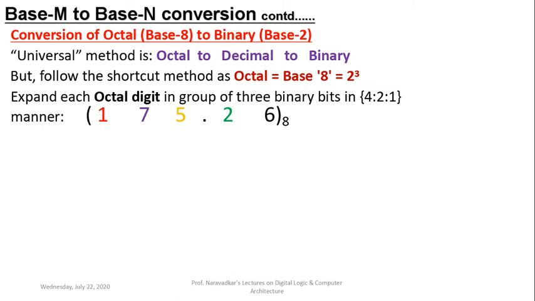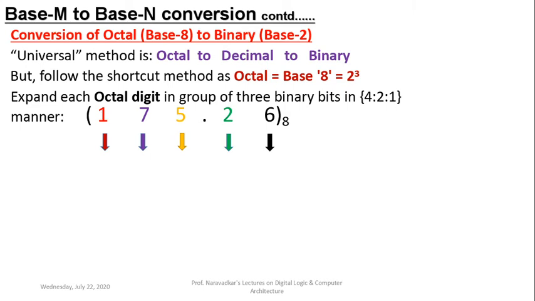Then next will be 7, which is shown by violet color. In order to get its corresponding expansion in 4 2 1 place, 4 plus 2 plus 1, all 3 bits should be 1 here: 1 1 1. So 7 in octal converted to binary becomes 1 1 1.